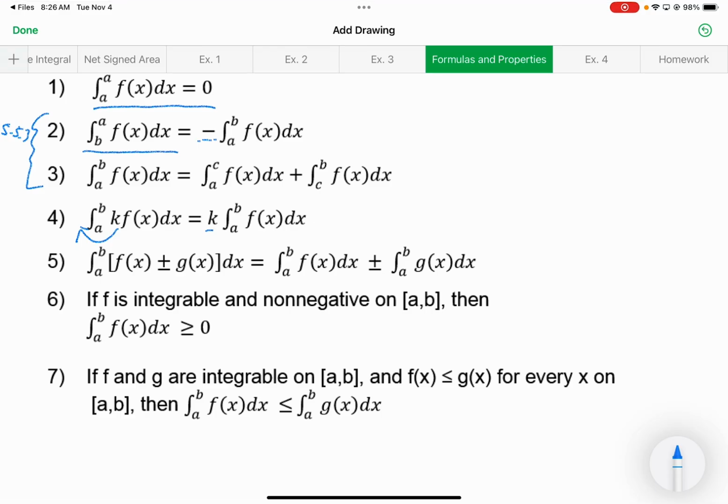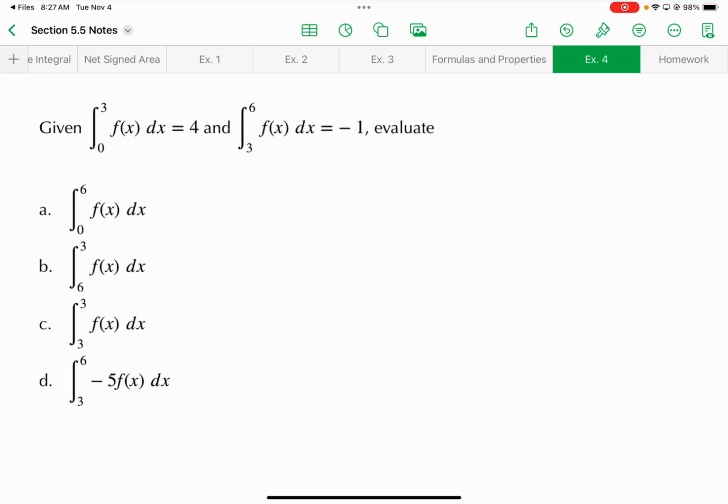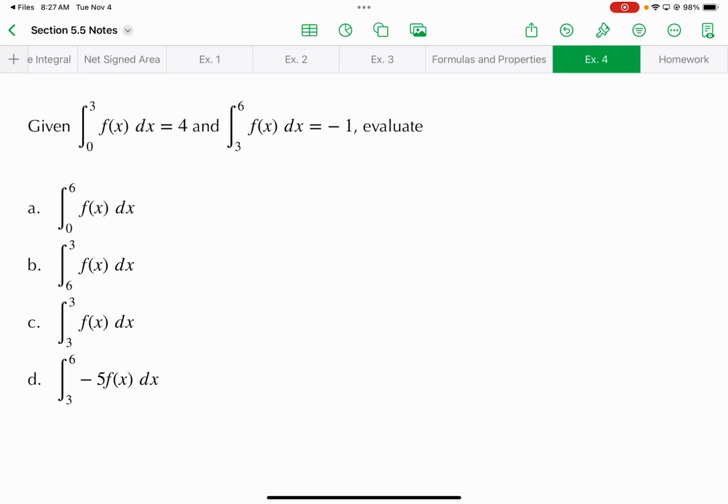And then 6 says if your function's integrable and non-negative, so if it's always above the x-axis, then the area under the curve will be positive, okay? And then if f and g, two functions, are both integrable on the interval, and f is less than g, then that means the area under the curve from a to b of f is going to be less than the area under the curve from a to b of g. So that's what that last property is saying, okay? These problems tend to be nice because working with these properties is pretty simple. All right, so let's do some of that. I put one example in here. Probably could have put another one, but you guys will get some chance to practice with this tonight.